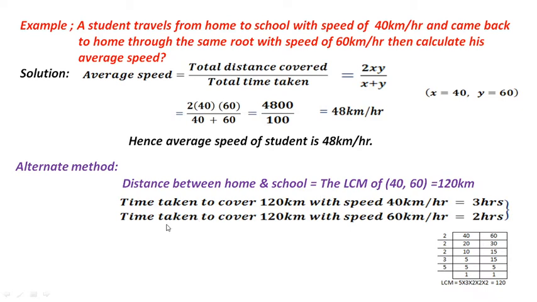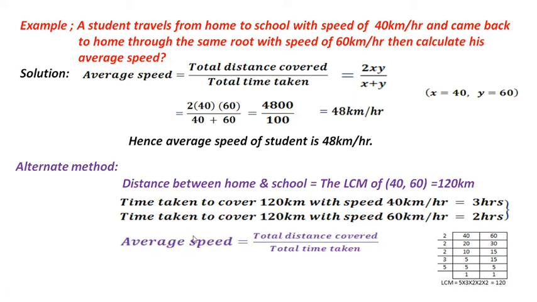Similarly, the time taken to cover 120 km with a speed of 60 km per hour is 2 hours. So here the total time taken is 3 plus 2, so total time taken is 5 hours. I hope you got this step. And the total distance covered is 120 plus 120, so that is 240 kilometers.